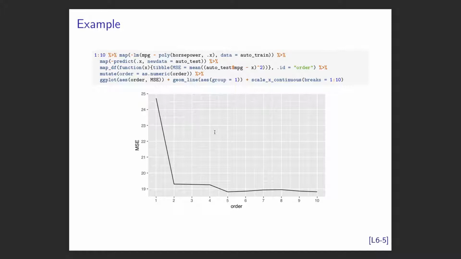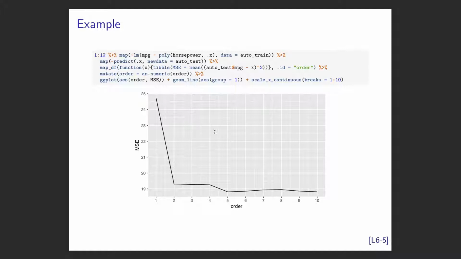All I've done here is the thing I'm passing into my map, the .x, is just the size of the polynomial. So do a polynomial of size 1, so a linear, then a quadratic, a cubic, etc. The data, you can see I'm using the train data. Then for each of those models, so now I will have 10 models, I predict using that model with my new data, which is the test data. Then the next one is a nice little map function that takes each of those predictions and calculates the mean square error.